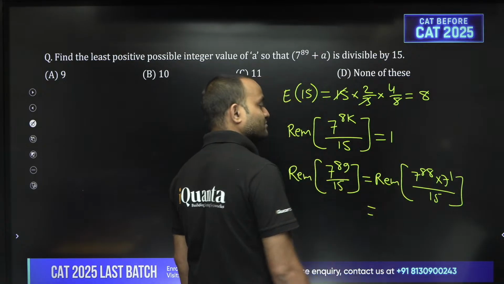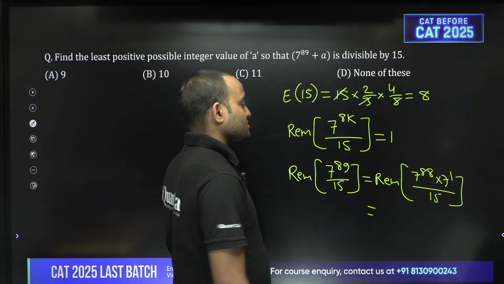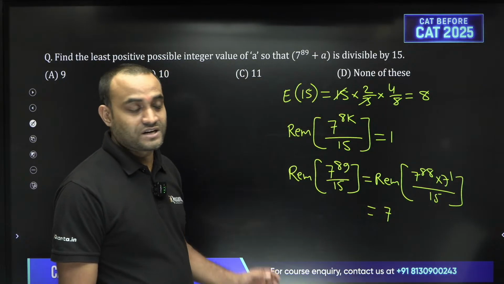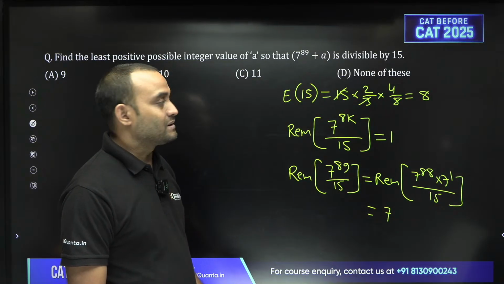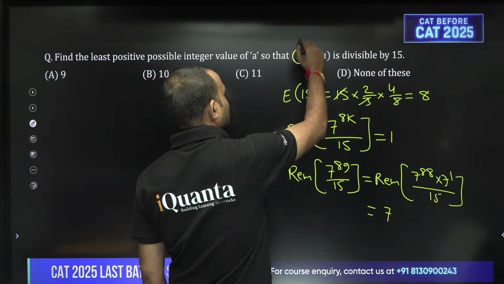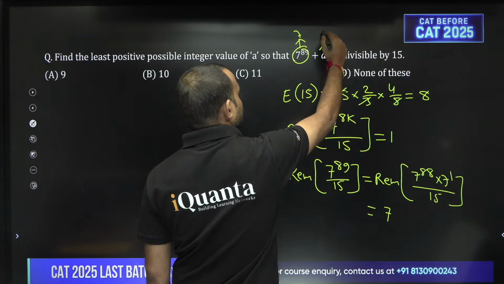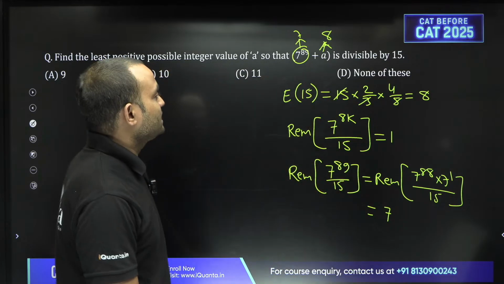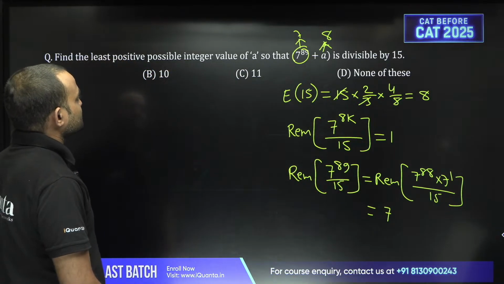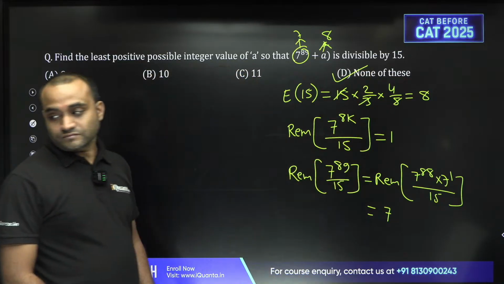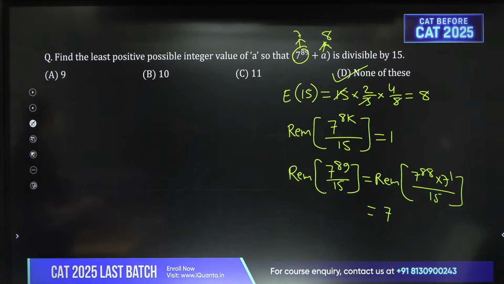88 is a multiple of 8. So 7 when divided by 15, the remainder will be 7, right. So if the remainder is 7, this number must be 8, right. So our answer is option D, which is 8, right.